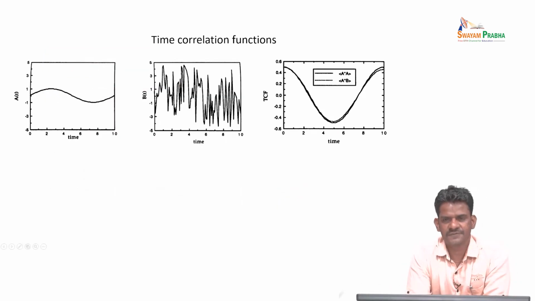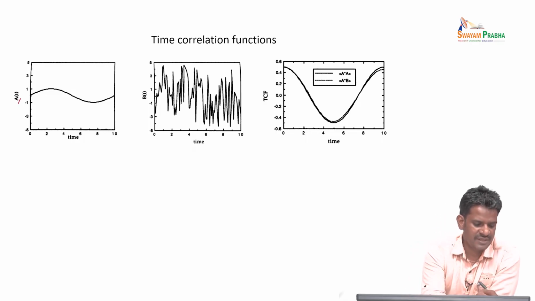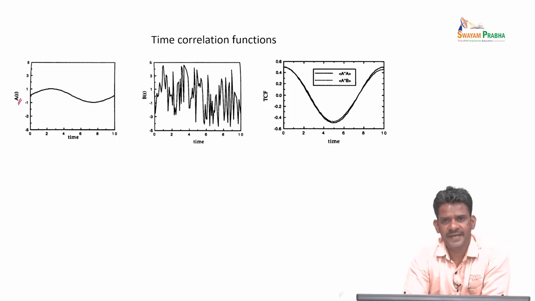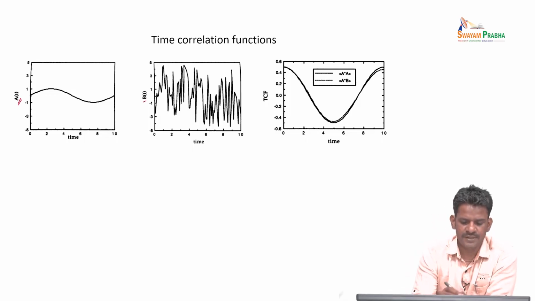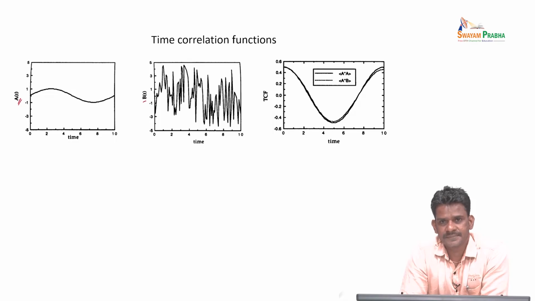So what is the use of such a time correlation function can be illustrated with this example, where you have some signal A which is smoothly behaved, and then you have another signal B which looks very noisy.